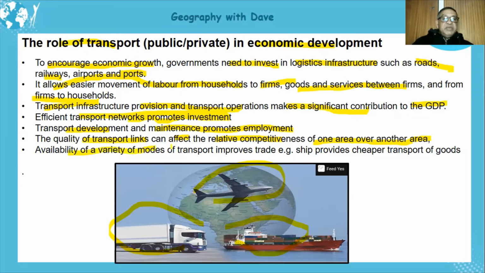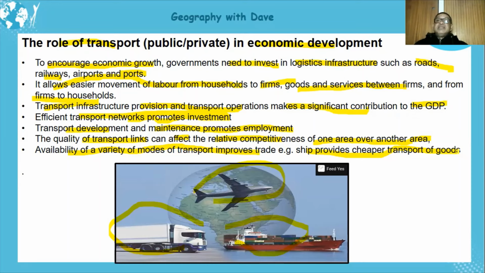Availability of a variety of modes of transport improves trade. For example, ships are cheaper for transporting goods. If you are landlocked, you're at a disadvantage. Certain countries in Africa are landlocked, like Botswana. Therefore they have to go through other countries to get to sea transport because they don't have harbors. So a greater variety of transport networks will help with transportation of goods.